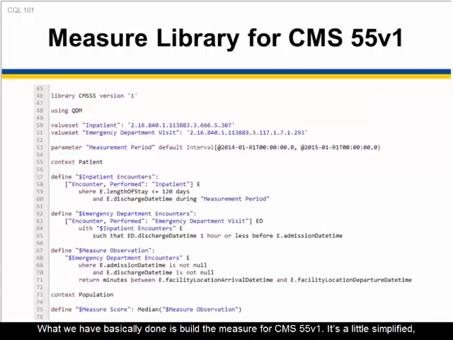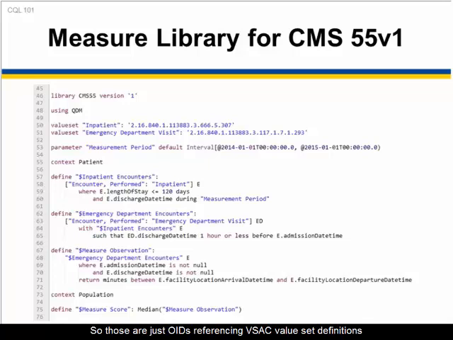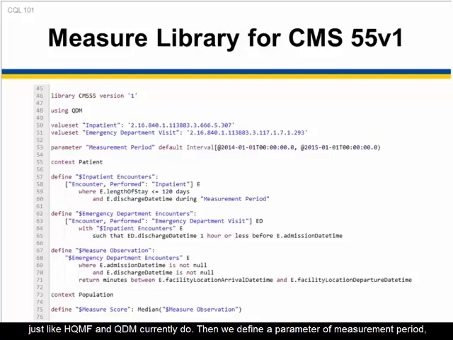What we've basically done is build the measure for CMS 55V1. It's a little simplified, but this is effectively the translation for this measure. So we've got the library definition as the header. We say we're using QDM. We introduce the terminology that we're using throughout, so value set inpatient and emergency department visits. So those are just always referencing VSAC value set definitions, just like HQMF and QDM currently do.